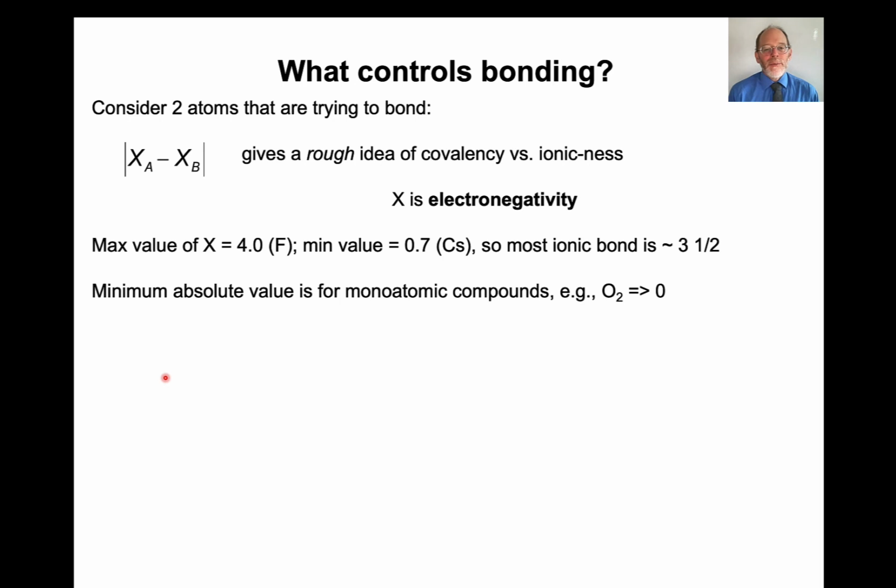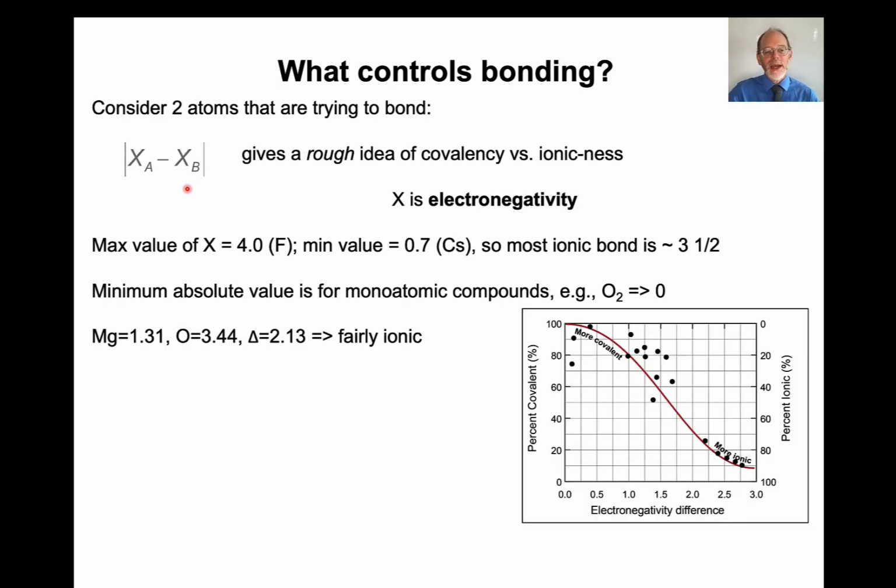The degree to which a bond is covalent versus ionic is given by the electronegativity difference. So we look at chi for one atom and chi for the other atom. We take the difference and we look at the value. And the larger the value, the more ionic the bond is. So the maximum value of chi on our table is 4 for fluorine, and the minimum value is 0.7 for cesium. The difference between them is 3.3. So the most ionic bond is like 3 to 3.5. The most covalent bonds correspond with monoatomic compounds. So what do I mean by that? A molecule that's made up of only one type of atom, like oxygen. The electronegativities of the two atoms are identical, so the electronegativity difference is 0, and those are purely covalent.